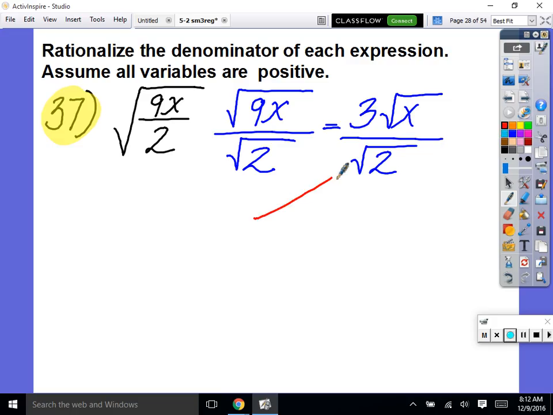All right, so you'd say to yourself, the only reason this answer is not acceptable is because we have a radical in the bottom. So we're going to rationalize my denominator. So we're going to multiply by the square root of 2 over the square root of 2.